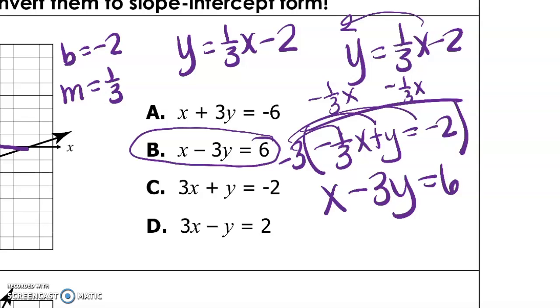So if you feel comfortable doing it that way, you can. Otherwise, you would want to take all of A, B, C, and D, which luckily you would get to stop after B, but change them into slope-intercept form to see which one matches that. But you can also change slope-intercept form into standard form.